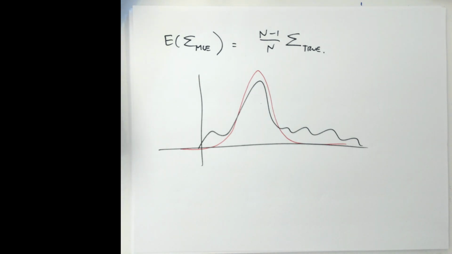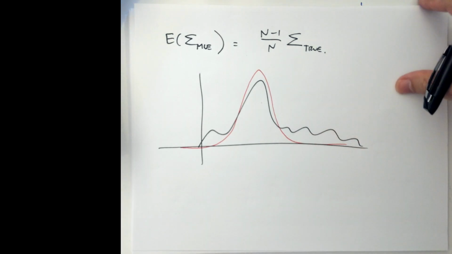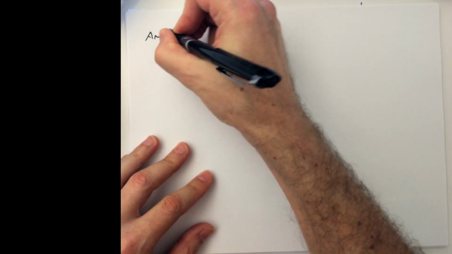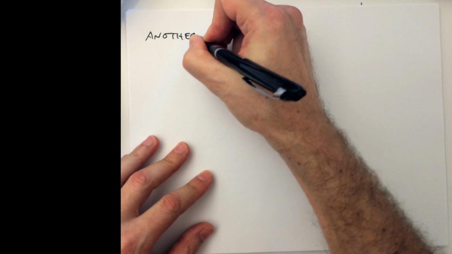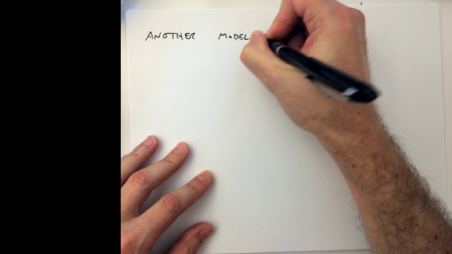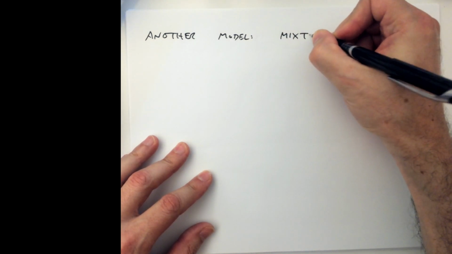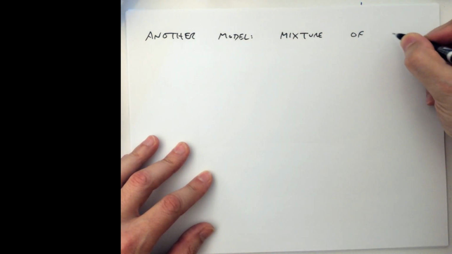Before I go there, one halfway mark is that maybe I don't necessarily need to go all the way to some arbitrary function. A very common model is called a mixture of Gaussians. We're going to talk more about that on Monday, but another model for your data could be what's called a mixture of Gaussians.